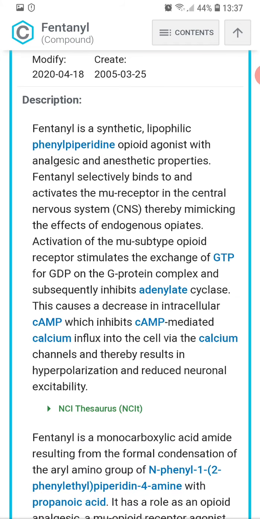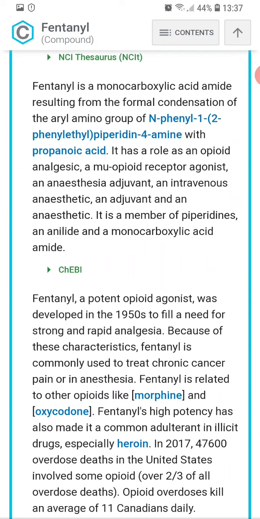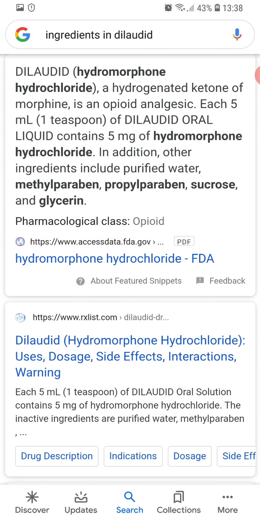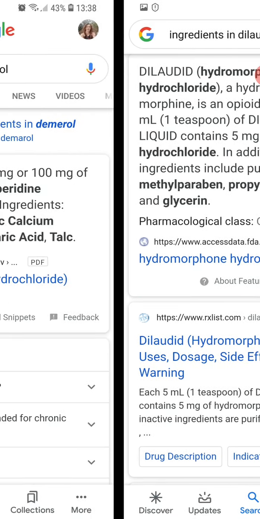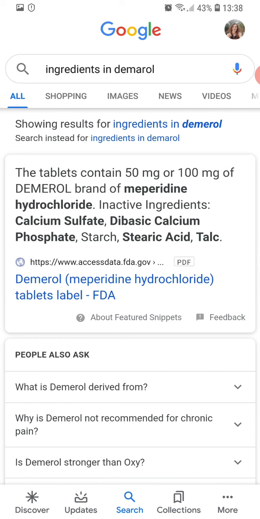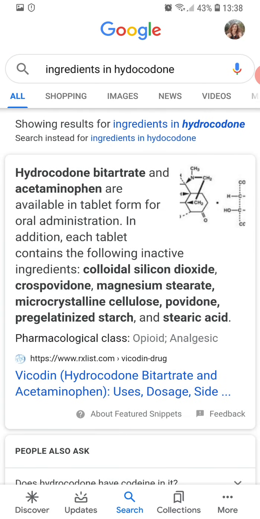Fentanyl compounds. Dilaudid. I don't know if I said that right. Ingredients. Demerol ingredients. Hydrocodone. Keep seeing that magnesium stearate. Okay. Combined with iron, magnesium reacts. It becomes magnetic.